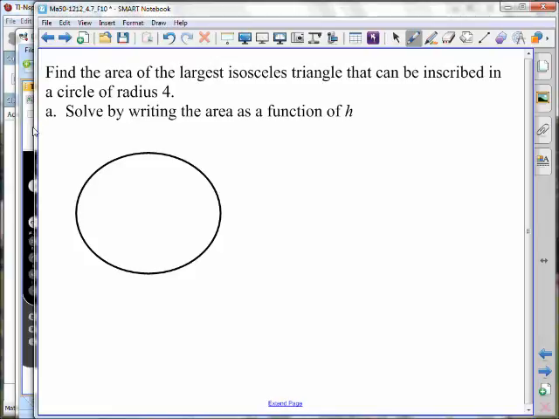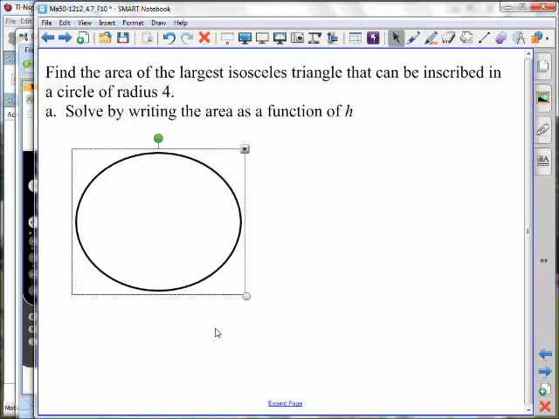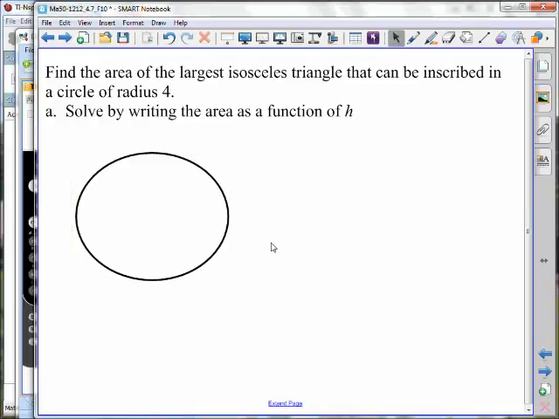Now, my circle doesn't look very much like a circle, does it? There's a little oblong here. Let's see if I can correct it a little bit. Deal with it, okay? That's about all I can say today, deal with it. It's supposed to be a circle there. So on your paper, draw a better circle than mine.